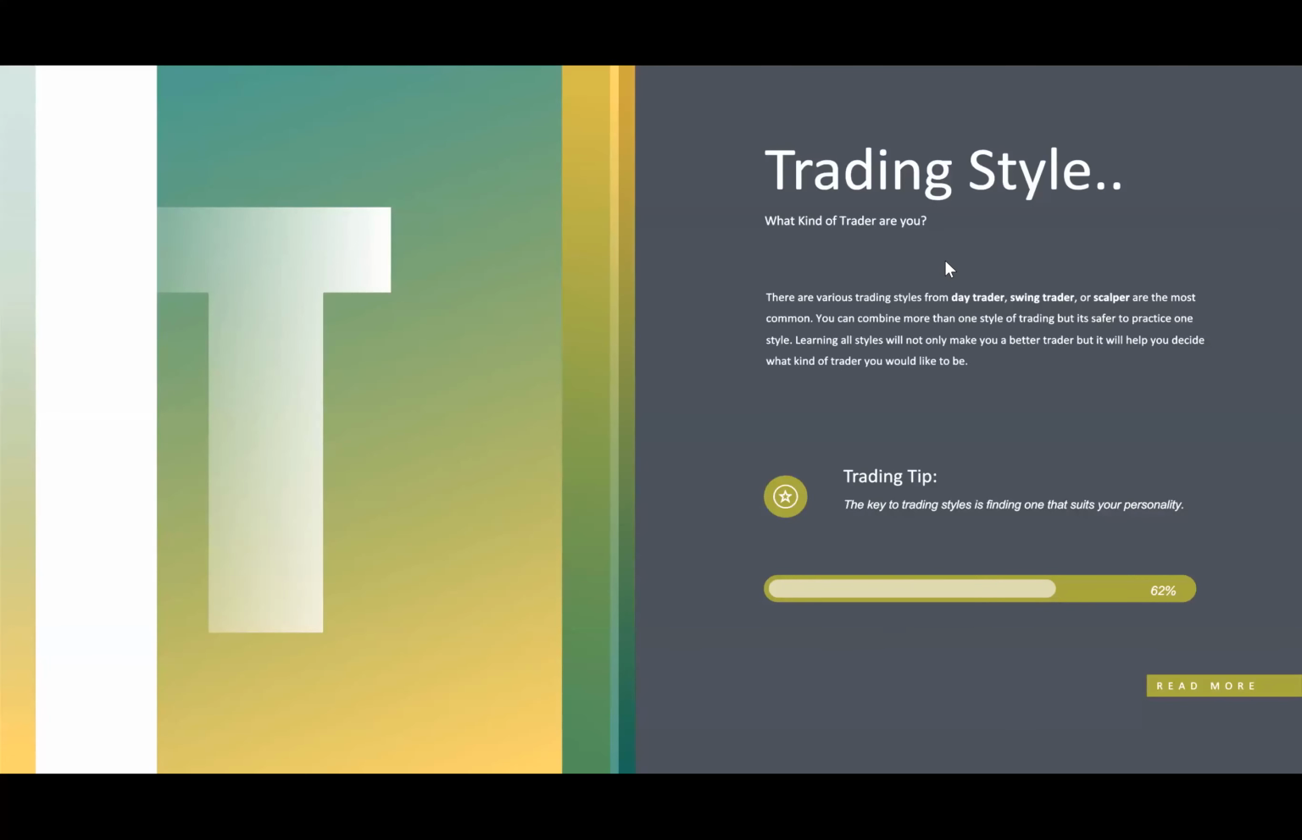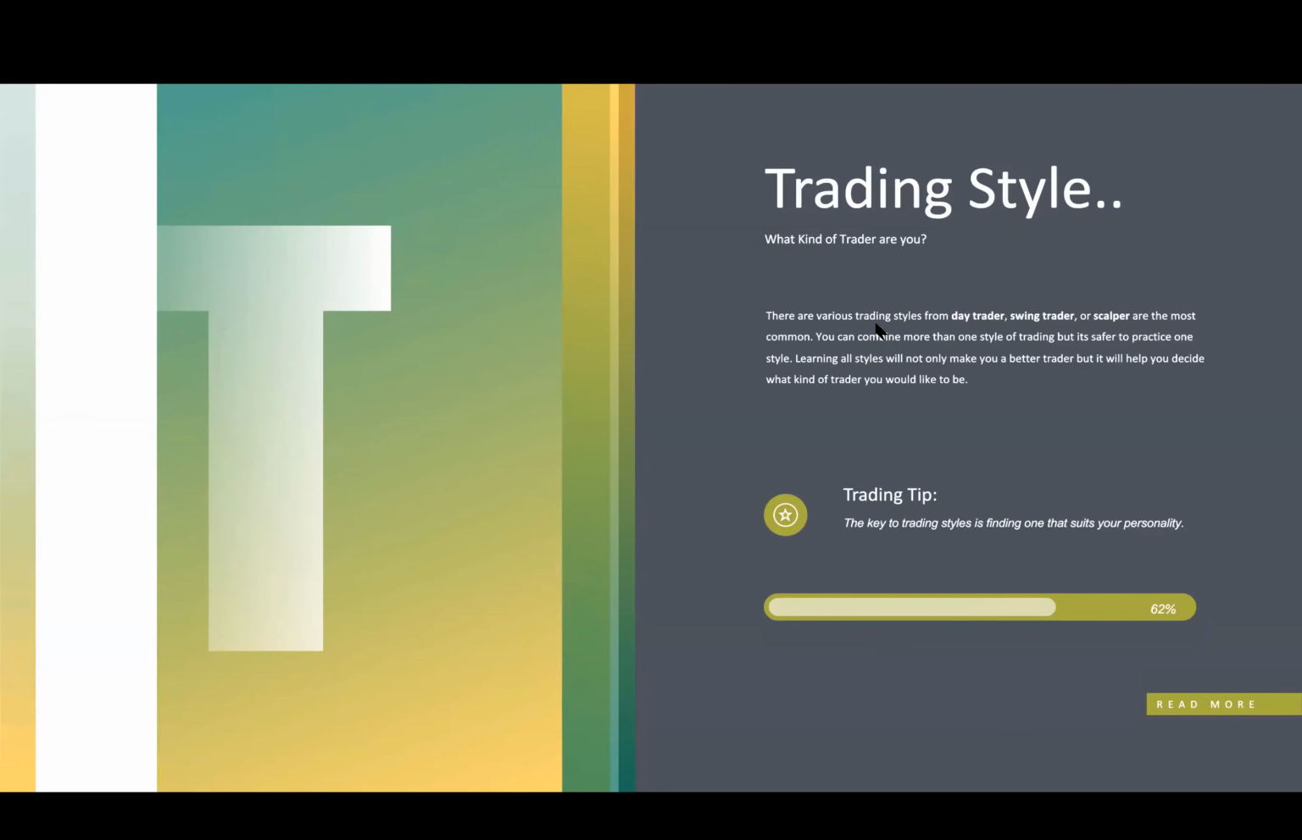All right, trading style. What kind of trader are you? There are various types of traders. Some people have a combination of all. Some people like to choose one trading style. It's really based on you. The various trading styles are day trader, swing trader, and scalper. Those are the most common.